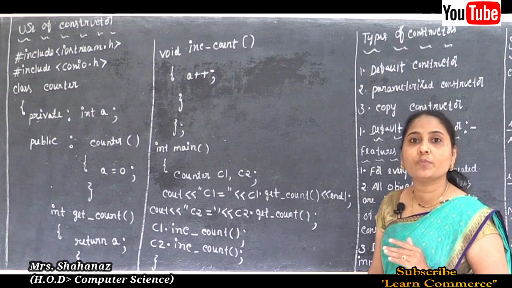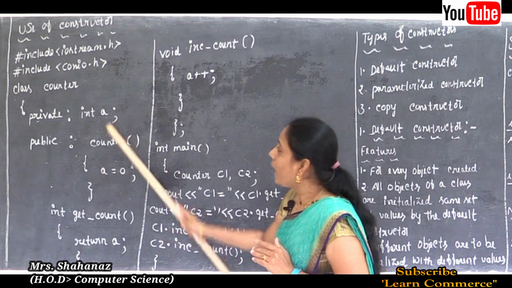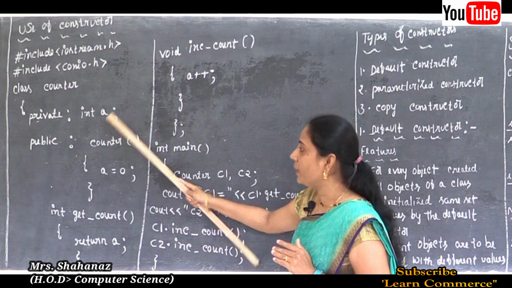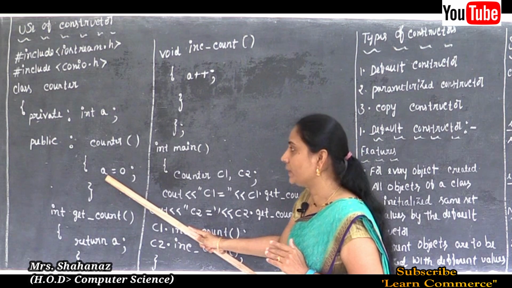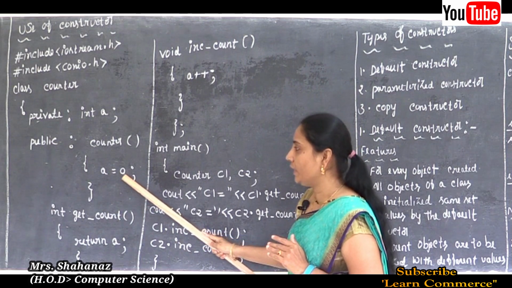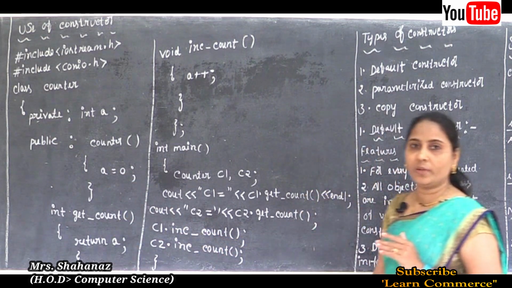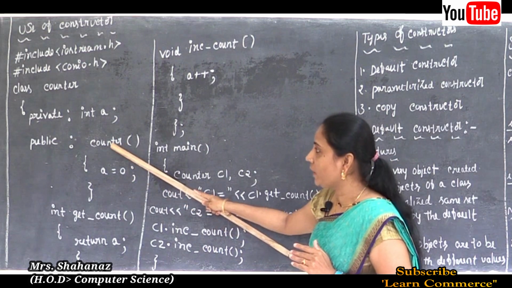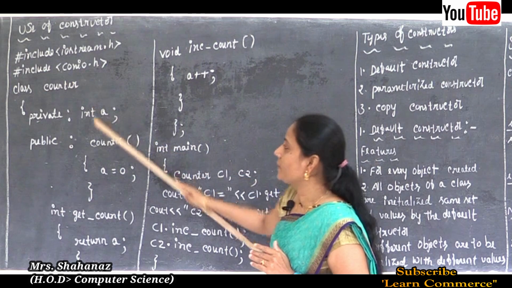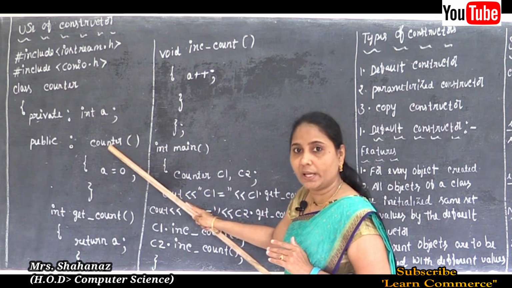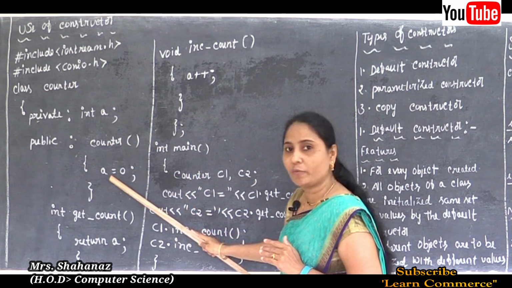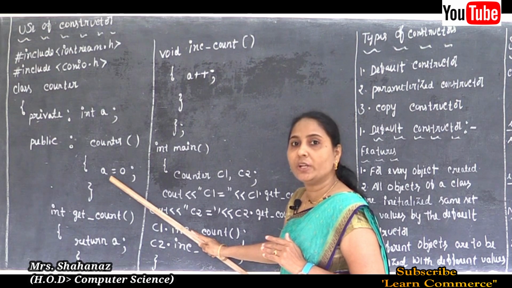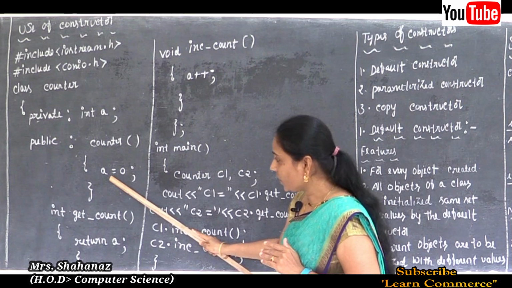Now, to initialize a value to the object, I already used the data variable A, and I just initialize the value as A is equal to 0. So the class name and the special member function name should be the same, and such a special member function is used to initialize a value to the object.